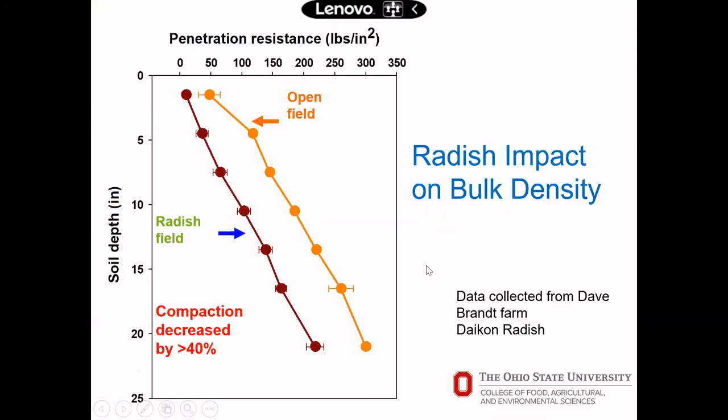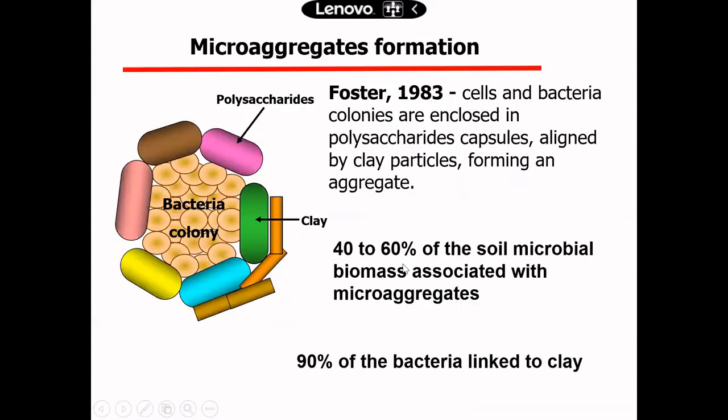have water infiltration. So this was some test data that was taken at Dave Brandt's farm where he had Daikon radish, and we can see where we had an open field. We can see what the penetration resistance and bulk density was on the right-hand side compared to where we had the radish field. Compaction decreased by greater than 50% where we had these radishes. As a matter of fact, if you've got a good stand of radish, it's very seldom that you're going to see much standing water because they do a good job of letting that water into the soil.